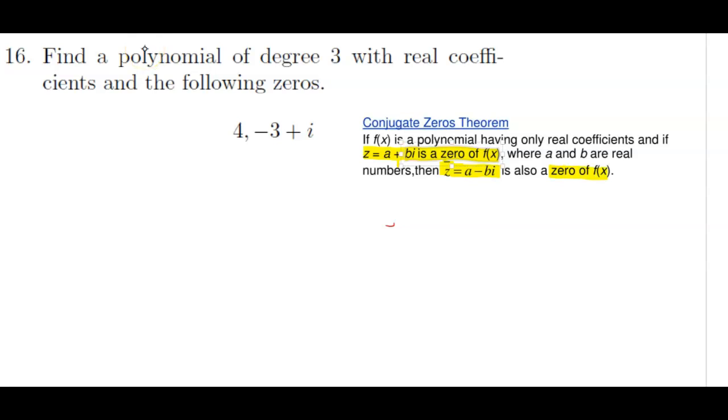So according to this formula, the 4 is not a complex number, so we can keep it. However, minus 3 plus i, right here, is a zero already, and it is a complex number. Therefore, the conjugate of minus 3 plus i will be a zero as well. The conjugate of this is minus 3, where the real part stays as it is, and the complex part becomes minus i. So we get 3 zeros in here.